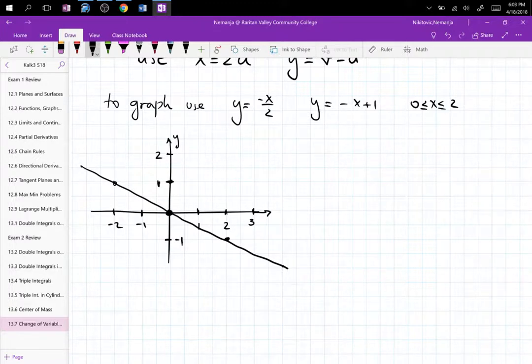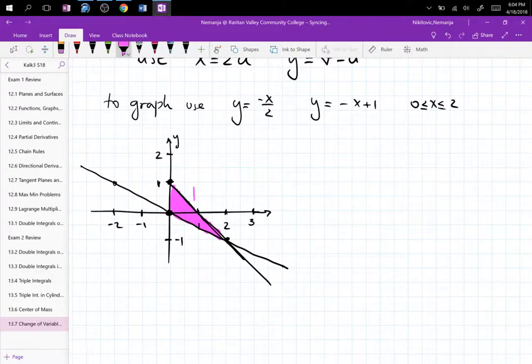Then I have positive 1, and then negative x, that's a 45 degrees. And then I have 0 to 2, so my region is this triangle. Now hopefully it's clear the triangle has 3 sides. Previous example had 4. So we are going to use 3 sides.